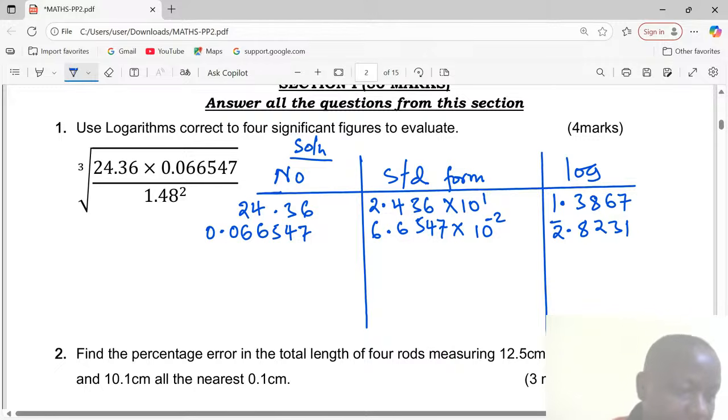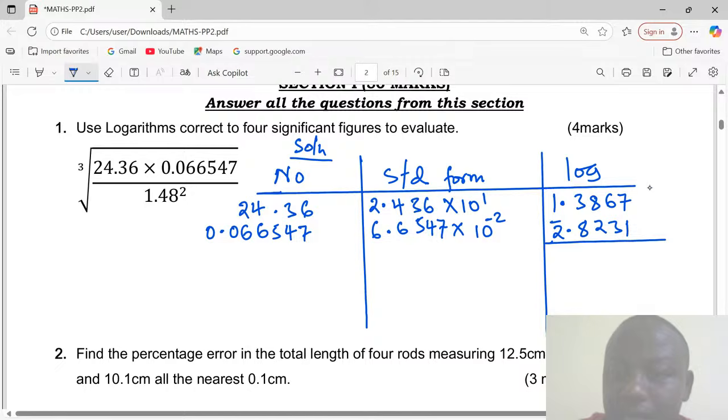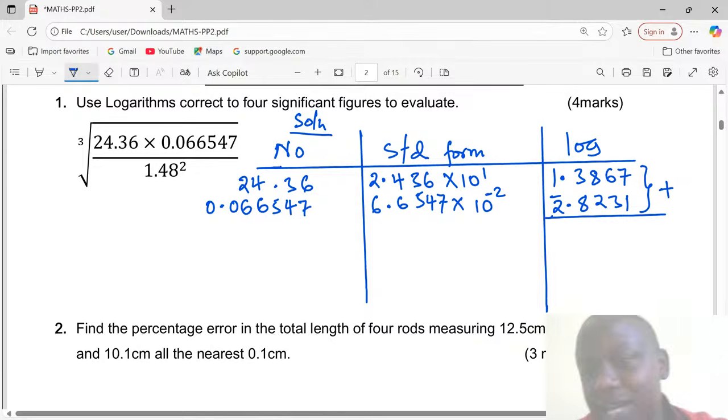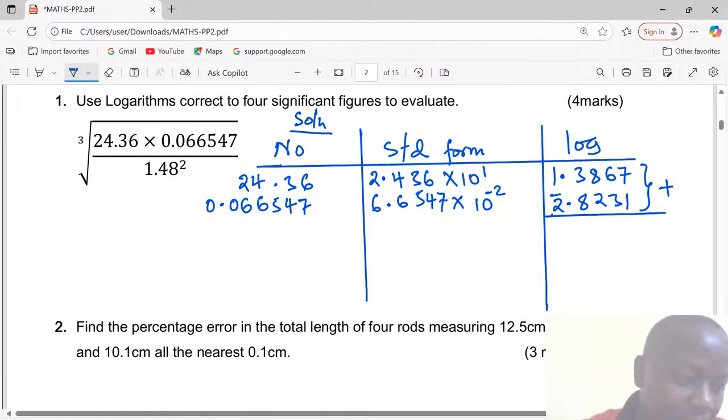Now look at this. The two numbers on the numerator have been multiplied. Therefore, their logarithms should be added. Let's add manually. Kindly don't use the calculator in the addition. Please don't try the calculator when adding up such a thing.